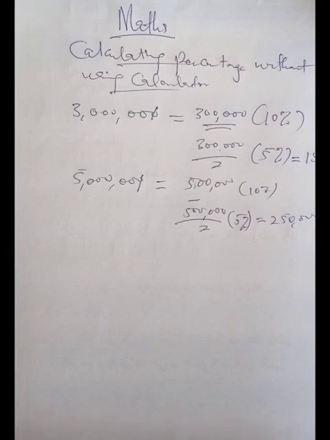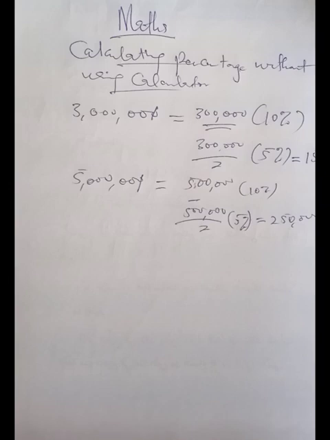Let's take a recap. Calculating percentage of any amount without using a calculator, all you need to do is to calculate your 10%, because this is very simple. All you need to do is to take away a zero. After getting your 10%, you either multiply or you divide to get any percentage you want. For instance, you want 5%, you know your 10% already, you divide 10% by 2. That gives you your 5%.